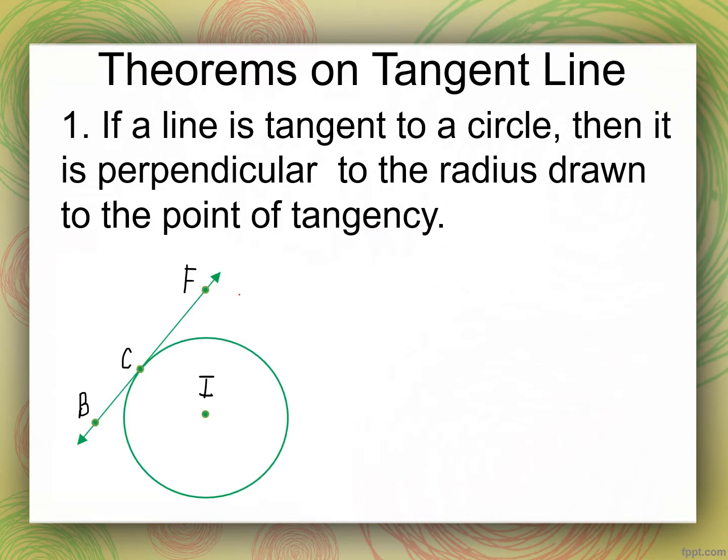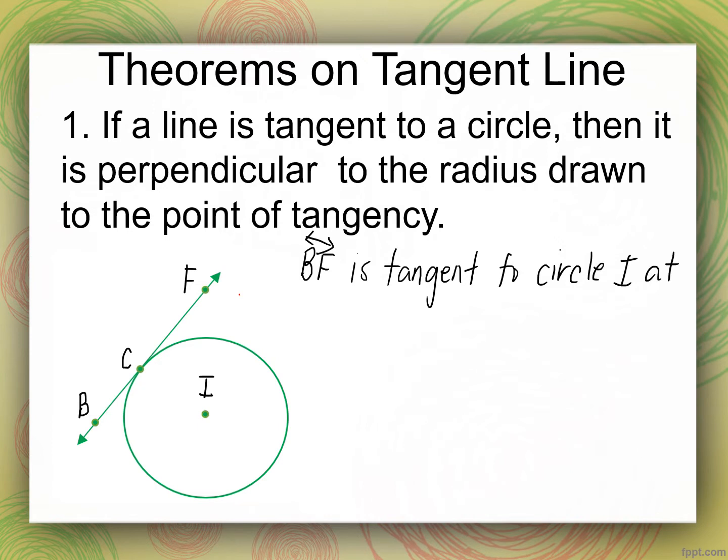Okay, let's have theorems on tangent line. The first one, if a line is tangent to a circle, then it is perpendicular to the radius drawn to the point of tangency. Now let's use the figure here to explain the given theorem. So we have here line BF, and line BF is tangent to a circle I at point C. Okay, so point C is your point of tangency.